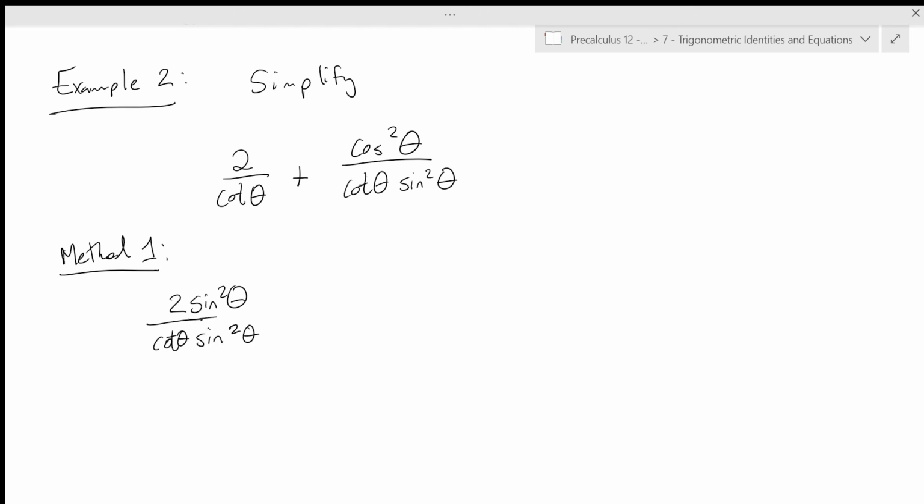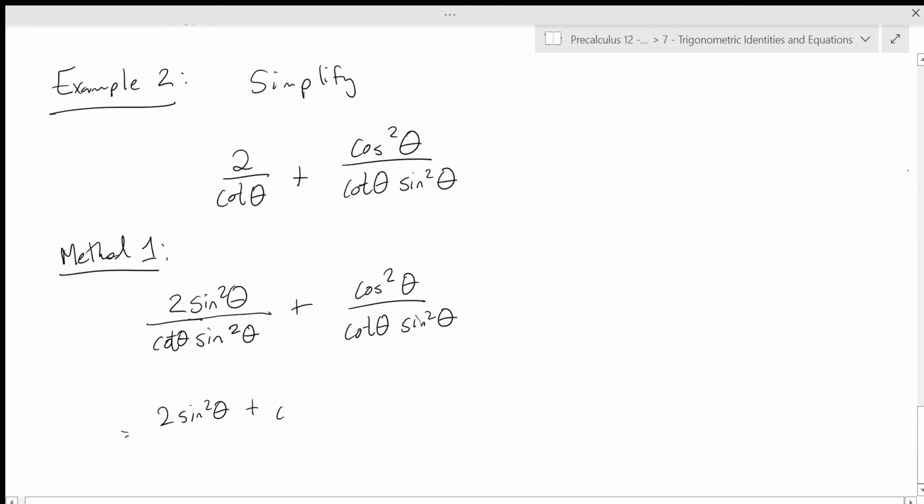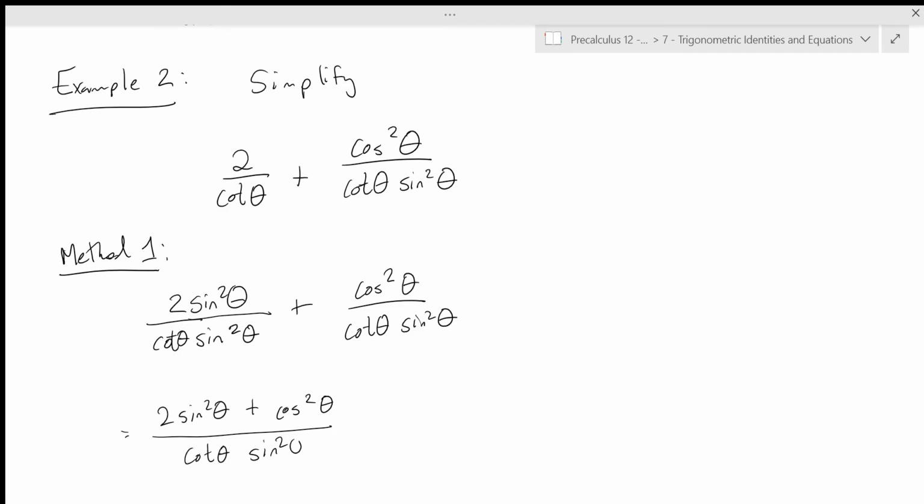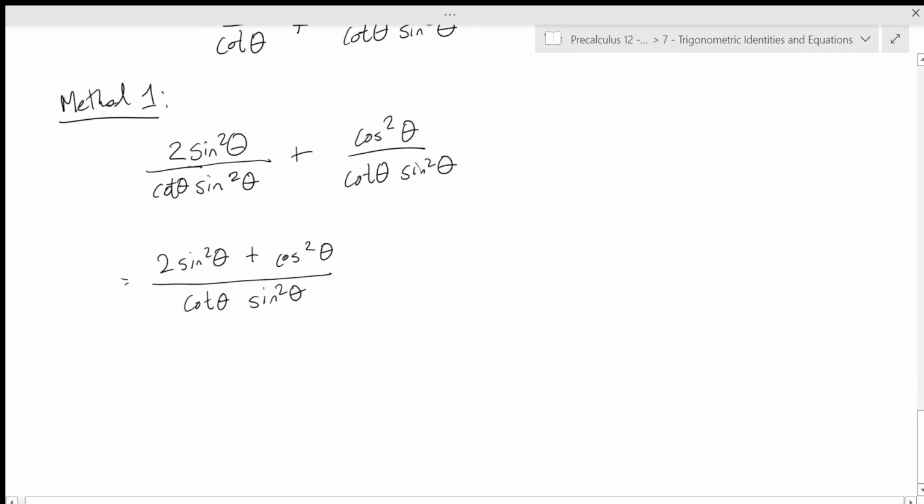Okay, so 2 sine squared theta cotan theta over sine squared theta. I can do that because that's just equal to 1. Plus cosine squared theta over cotangent theta sine squared theta. So now I can add these together. That gives me 2 sine squared theta plus cosine squared theta over cotan theta sine squared theta. Okay.